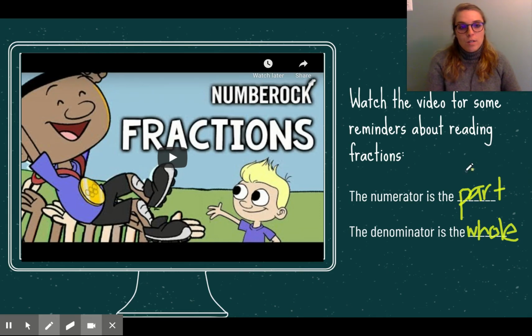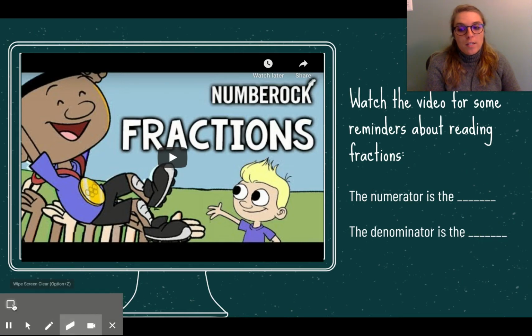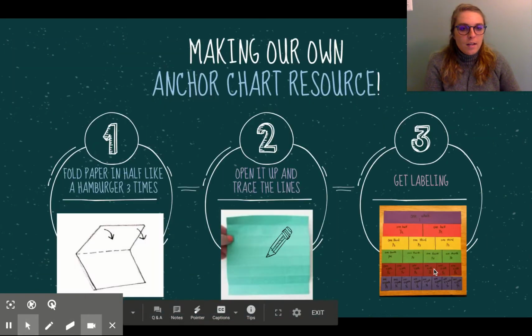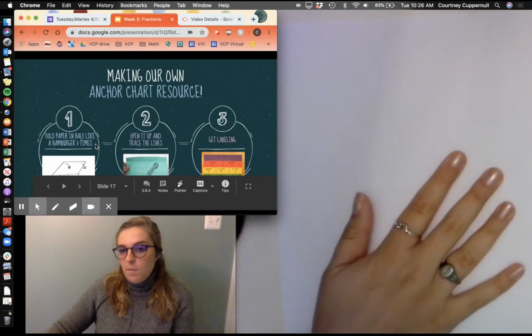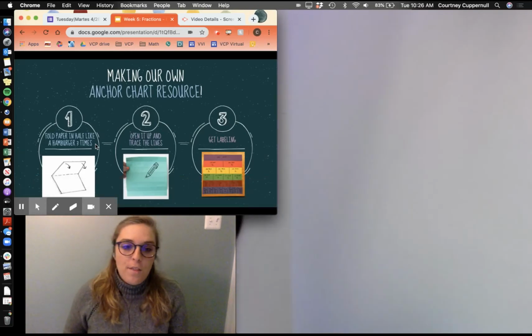Let's make our fraction resource. I'm going to go over the steps with us first, just so that we know what to expect. If you're a Hadley friend, you know we made something like this. All right, so now I have my dot cam here with my piece of paper. It's just a regular blank piece of paper, nothing fancy.